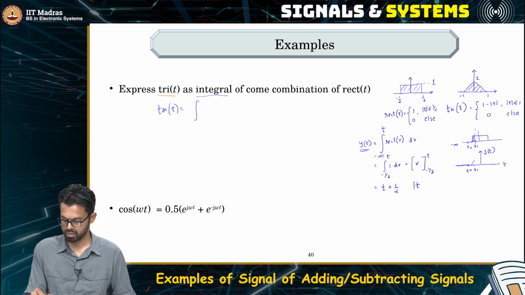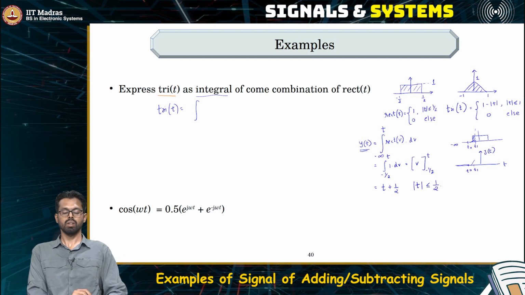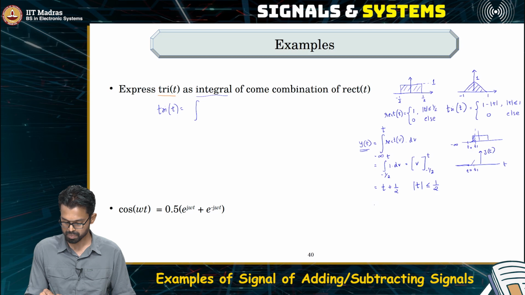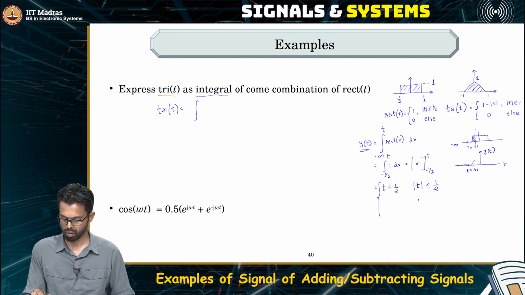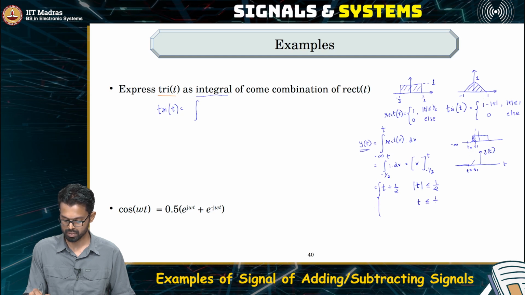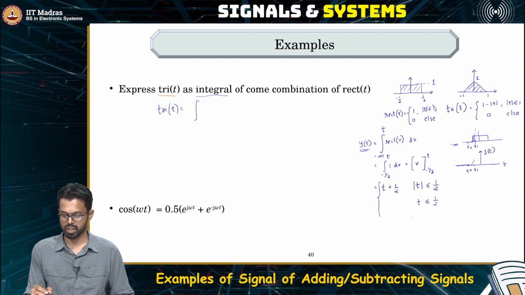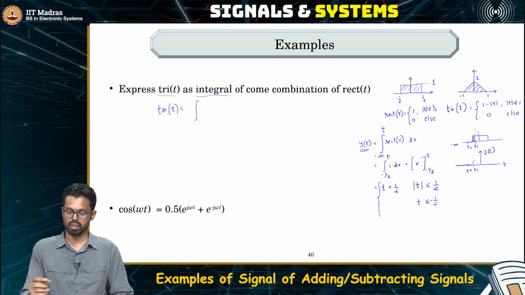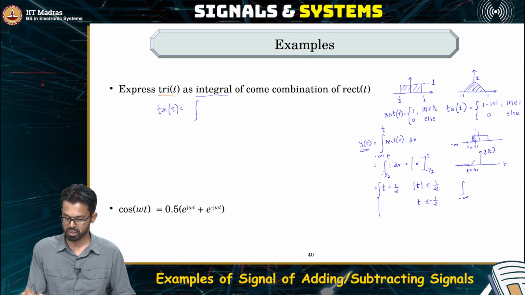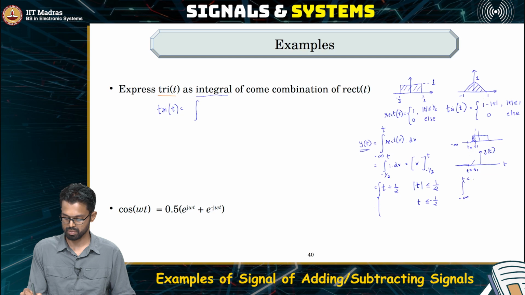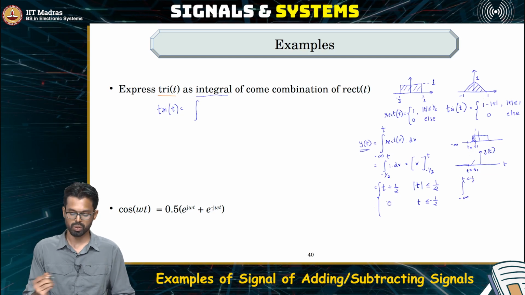as long as t is within this limit. So if t is less than minus half, then what do you think is the value? If t's value is less than minus half, then essentially we are computing the integral from minus infinity to something which is below minus half. The function's value is always 0 there, so it is 0.